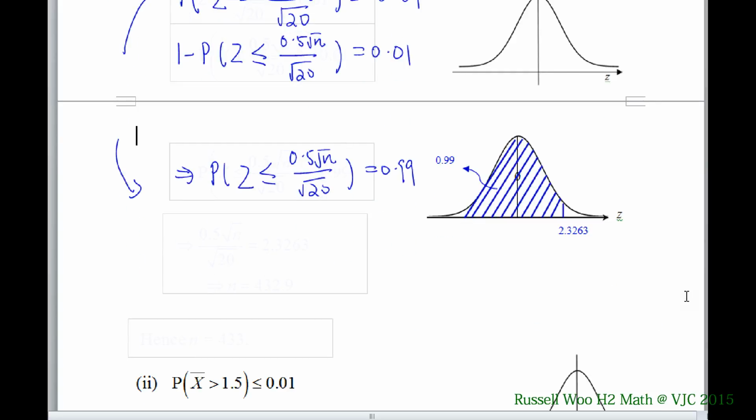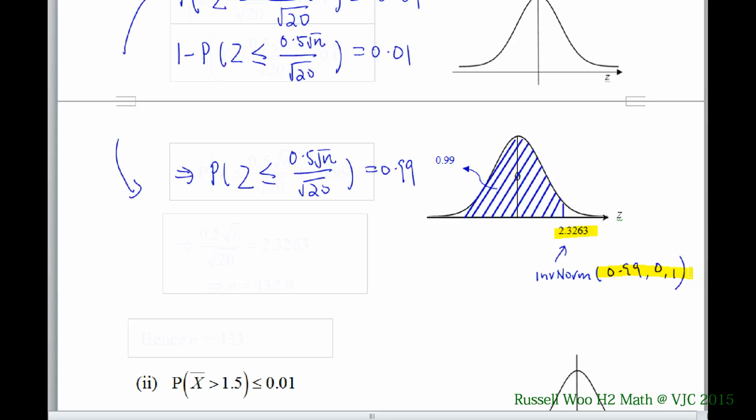You will get this, right? You will get 2. If you inverse norm 0.9901, you will get this value. Okay, you try, you will get this value. What does it tell us? It tells us that the probability Z smaller than 2.3263 is equal to 0.99.